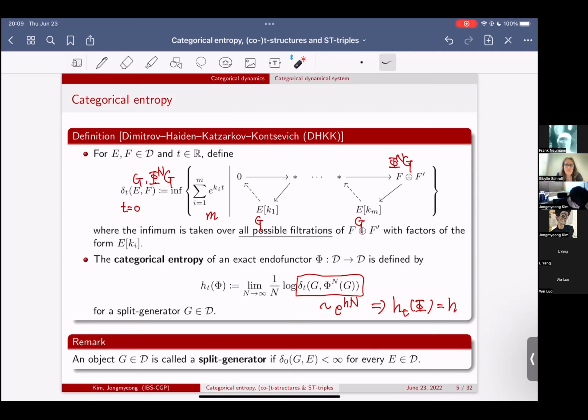And here, G is a split generator, and a split generator is an object of D such that δ_0(G, E) is finite for every object E.